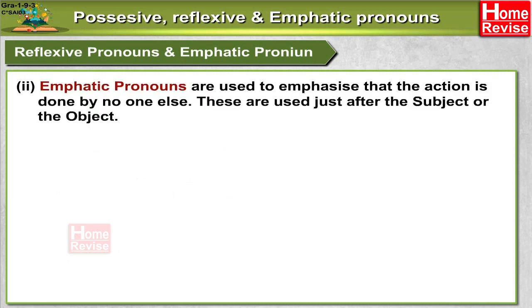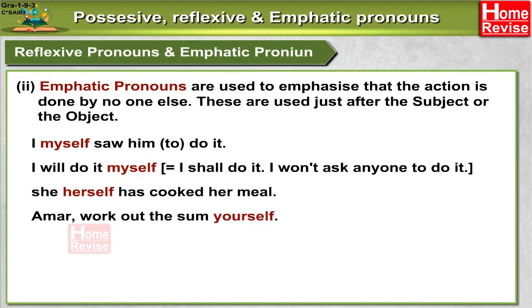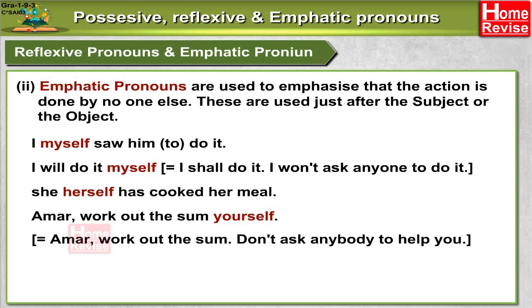Second, emphatic pronouns are used to emphasize that the action is done by no one else. These are used just after the subject or the object. I myself saw him do it. I will do it myself means I shall do it. I won't ask anyone to do it. She herself has cooked her meal. Amar, work out the sum yourself. Amar, work out the sum. Don't ask anybody to help you. They themselves admitted their guilt.